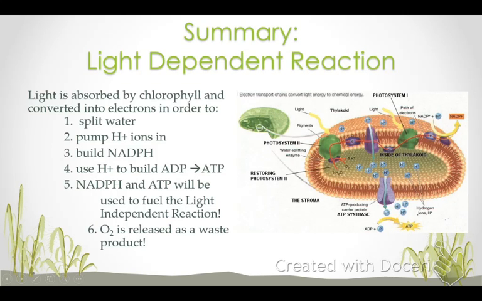So let's do a quick summary. Light is absorbed by chlorophyll and converted into electrons. The first thing we did was we split water and pumped hydrogen ions in. We build NADPH with them. We use hydrogen ions to build up ADP into ATP. We take the NADPH and ATP and use them to fuel the light independent reaction, and O2 is released as a waste product.